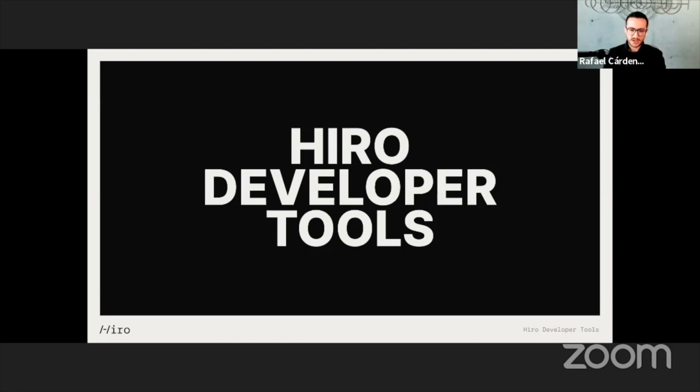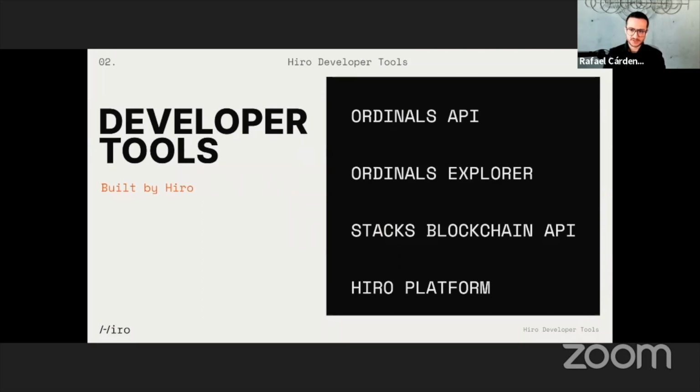So today, I wanted to talk about four tools that I think could be very helpful for you that are built by us. The first is the Ordinals API, which, as the name suggests, is an API that you can use to query information about all ordinal inscriptions that exist on the Bitcoin chain. I'll go through some examples of the endpoints that you can call, the information that you can use. Also, I'll talk about the Ordinals Explorer, which is our tool to see all the different inscriptions in the web browser, the Stacks blockchain API, which is also a very important part of the Stacks ecosystem, and also the Hero platform, which will allow you to build smart contracts in a very, very quick way.